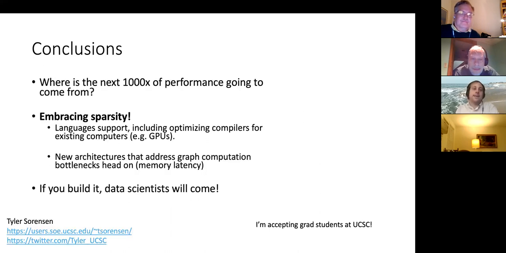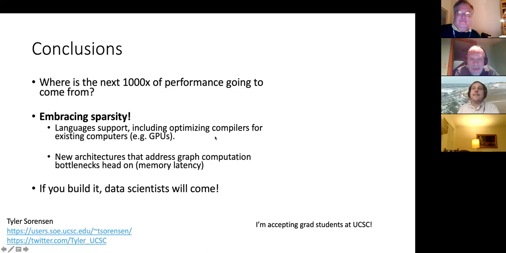So I want you to entertain the thought of embracing sparsity. We need language support. We need optimizing compilers for existing computers like GPUs. It is hard, but we do have some interesting techniques that we're developing. And then, looking a little more forward, we need new architectures that address the bottlenecks head on, which is basically the memory latency from the irregular memory accesses.